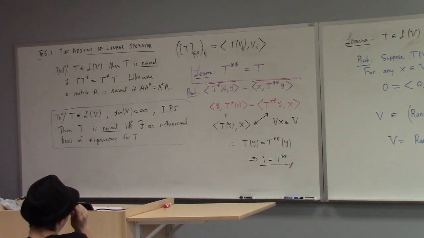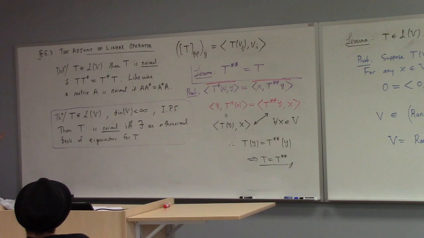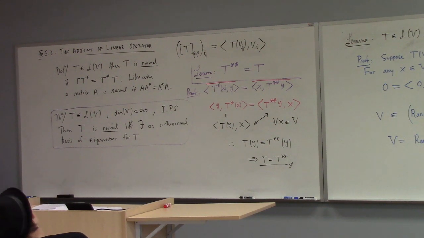But this is it. If the transformation is normal, we don't need all that Jordan form stuff because it's diagonalizable. Not only is it diagonalizable, it's diagonalizable with respect to an orthonormal basis. So normal operators, normal matrices are super nice. We'd like to understand their properties. So that's where we're going next class.